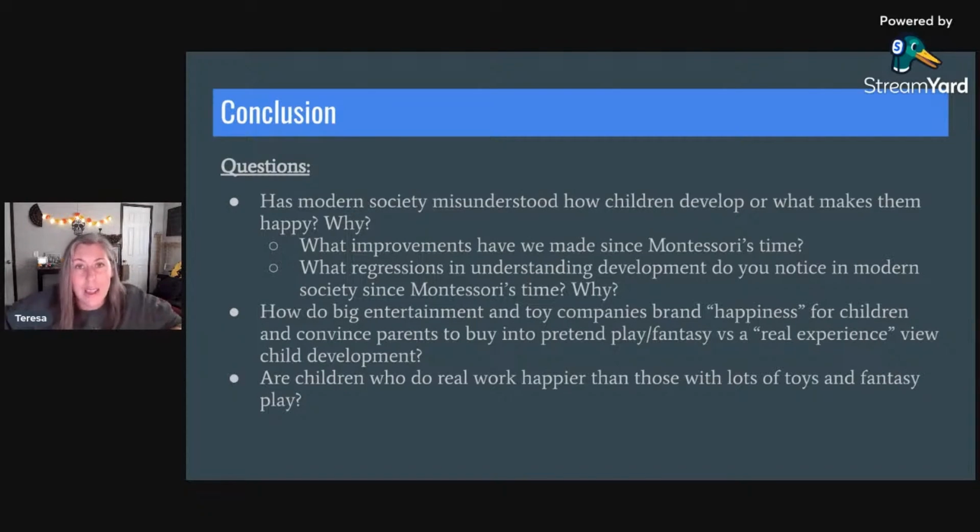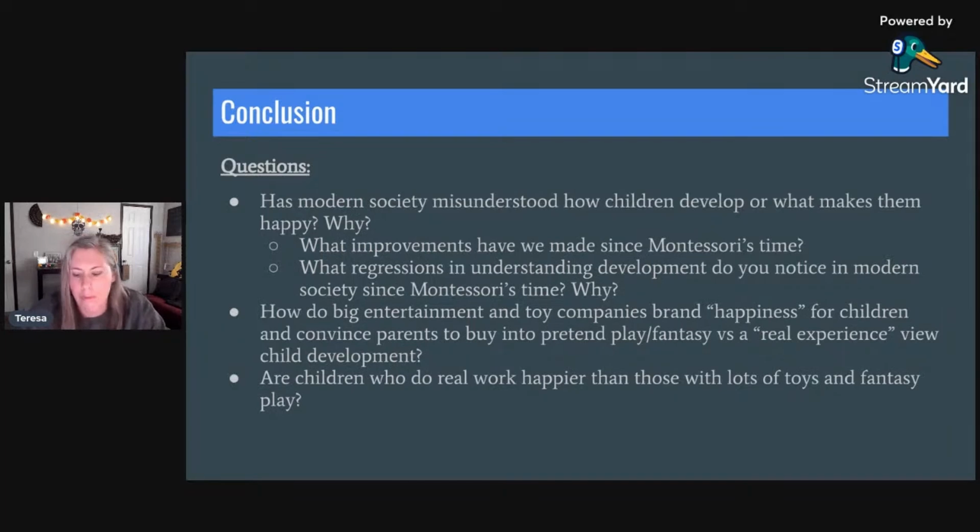So these real life experiences have consequences. They're not just interesting to the child. They don't just develop concentration better than the toys, but they teach a consequence, they teach a skill, they develop the body, they help the child develop in those sensitive periods of life.